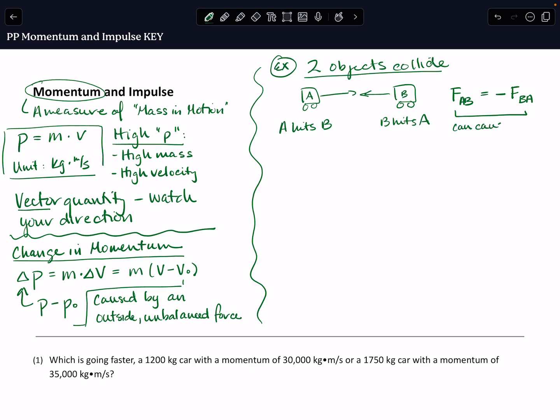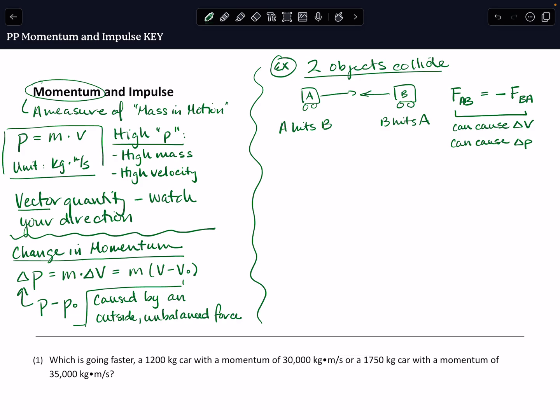And these forces can cause a change in the velocity of the two objects. And if we have a change in velocity, we're going to get a change in the momentum. All right, so these forces that occur during these collisions, these impact forces, those are what are causing the change in the momentum of our objects.